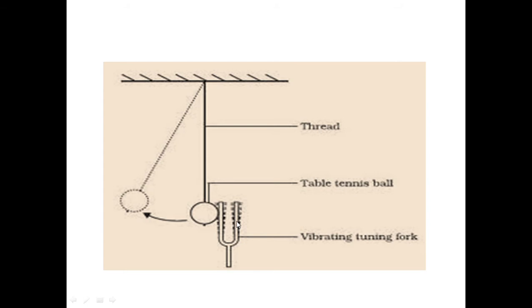Observe what happens. It is observed that the table tennis ball is attracted towards the vibrated tuning fork when it is brought closer. The polystyrene or the table tennis ball moves only when there are vibrations in the tuning fork. Now it is clear that sound is generated because of vibration. Sound is produced due to vibration of an object.